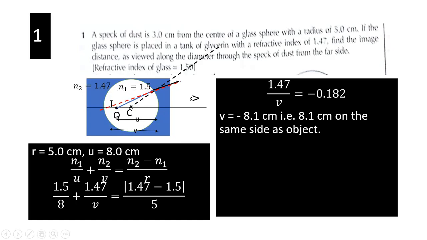This is your sphere, the glass sphere. And this is your glycerin outside there. I just changed the color, that's all. And then you have a dust there. You just have to learn to know where the dust is. This is your object. That's your object, and that's the center of curvature.